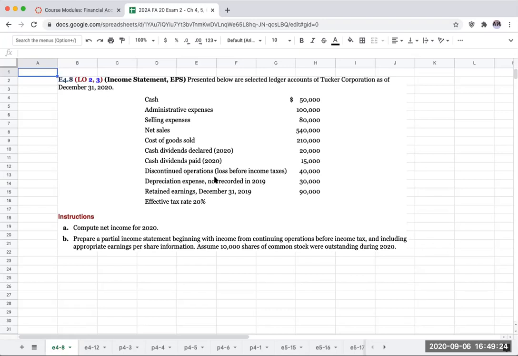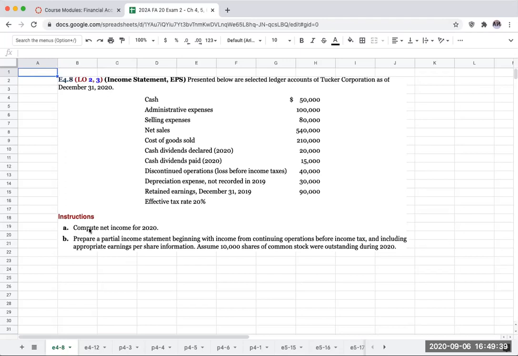And why is it after dark? Because I'm going through questions I don't own. These are owned by Wiley. So this is exercise 4.8 and KESO. So let's go ahead and take a look at this question.